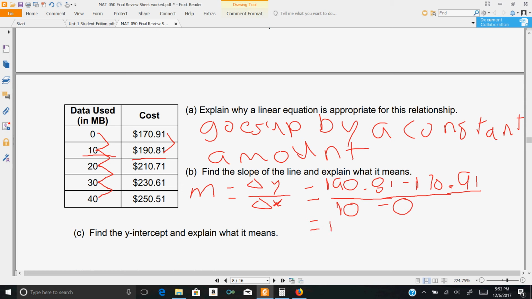I'll put in my dollars: 1.99 dollars per megabyte. That's my slope of the line. For my explanation, I'm going to say that's the amount that the cost increases with an additional 1 megabyte of data use. So if the x increases by 1, this is how much the y increases by.